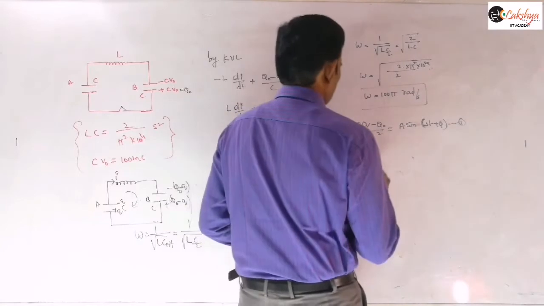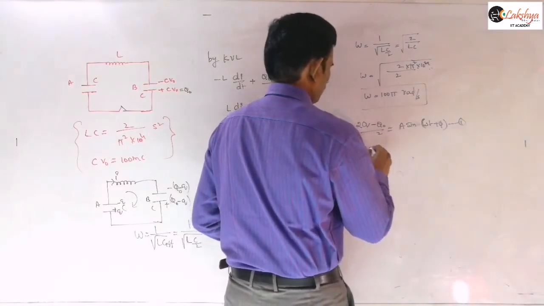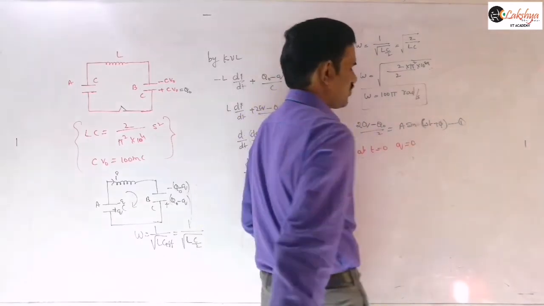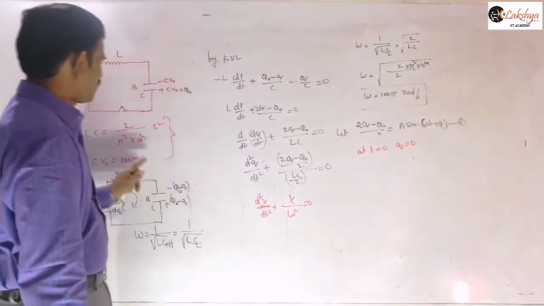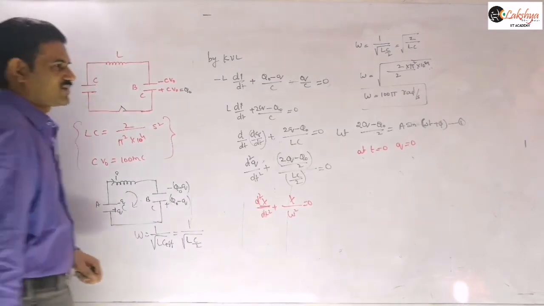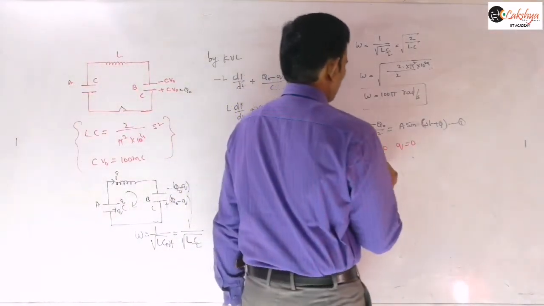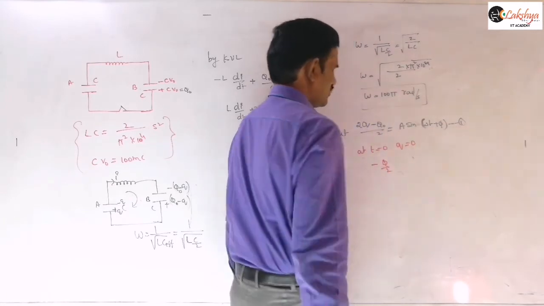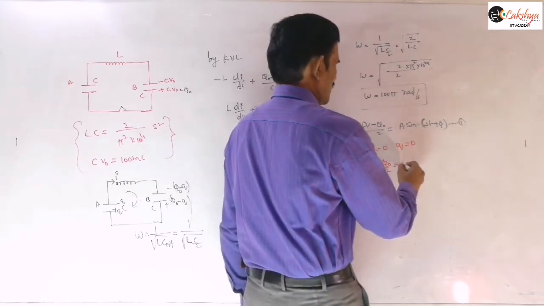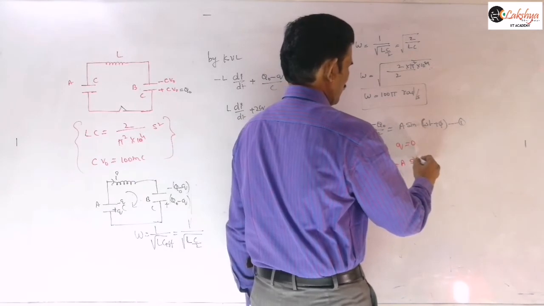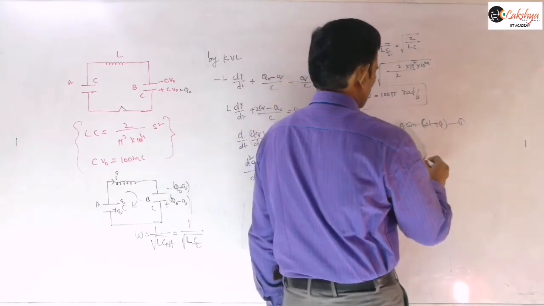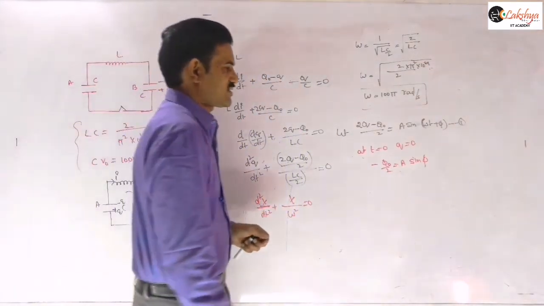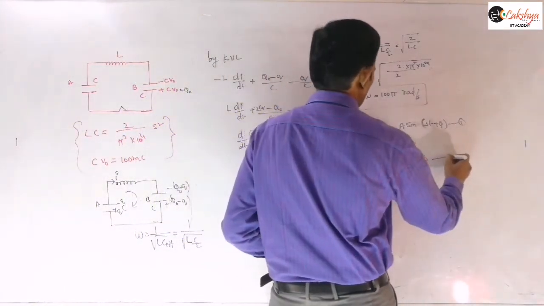So at t is equal to 0, then q is equal to 0, you can write, the small q value. There is no charge on this capacitor here. And therefore if you substitute that value, then it is minus q naught by 2 is equal to A into sin phi you will get here, right? So that is our one condition here. Let's suppose I am taking this as equation 2.